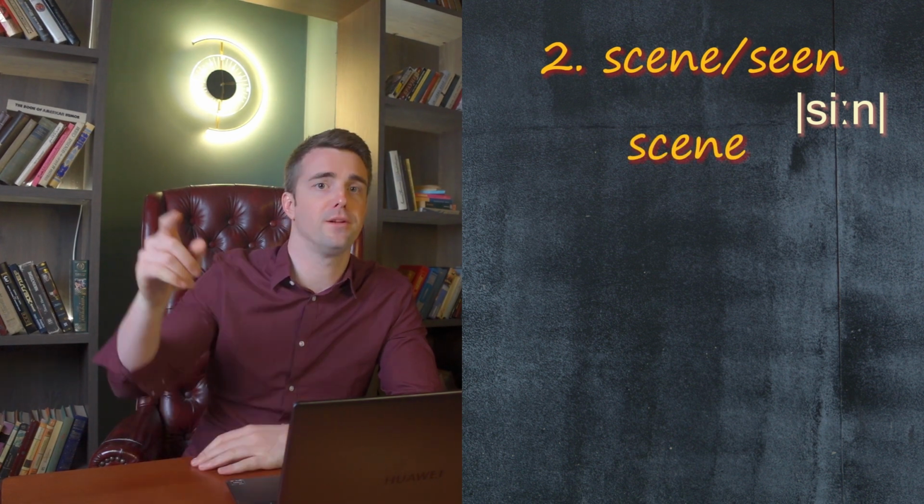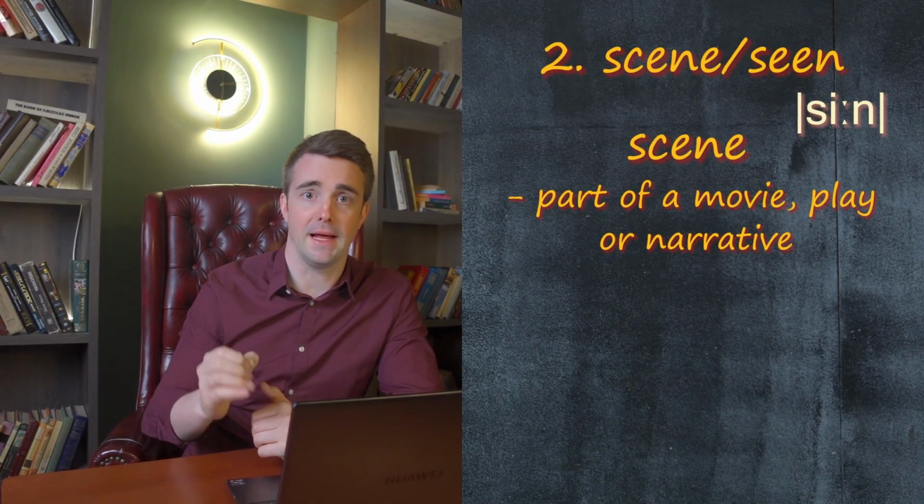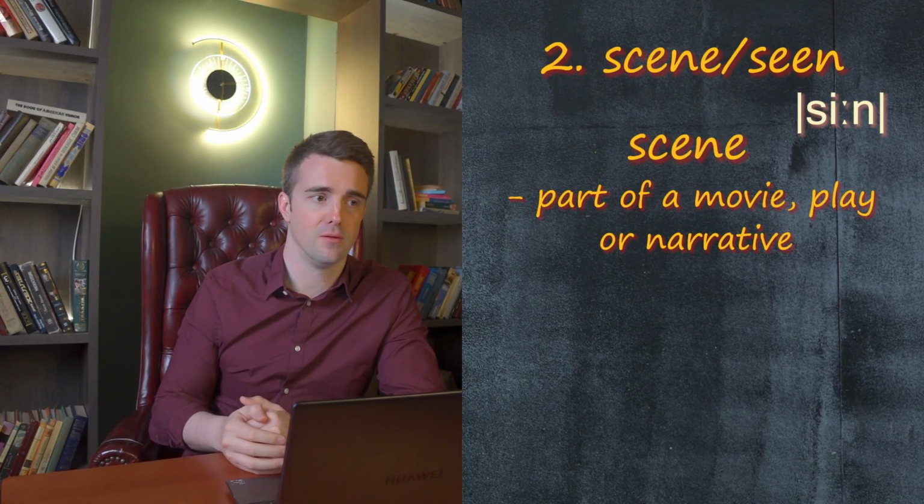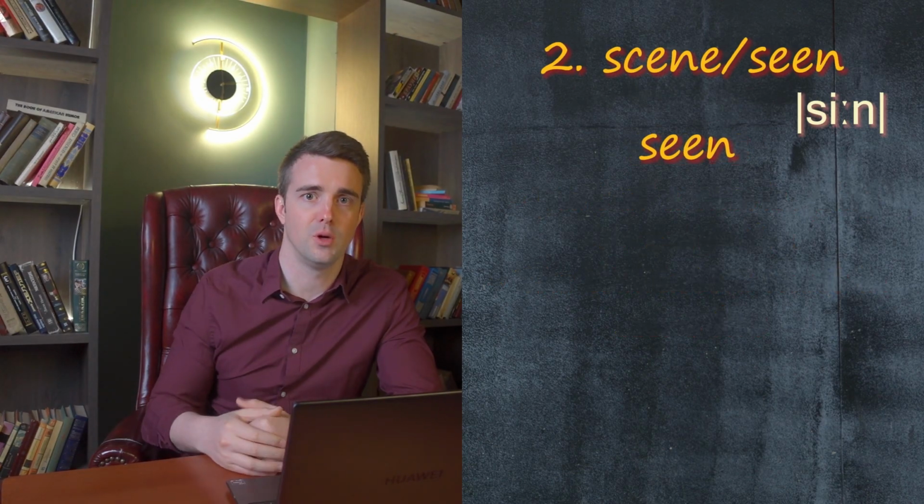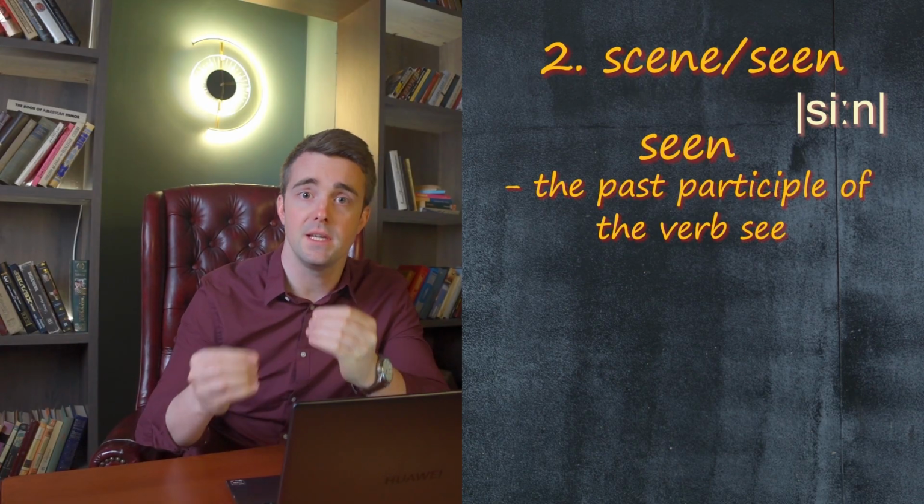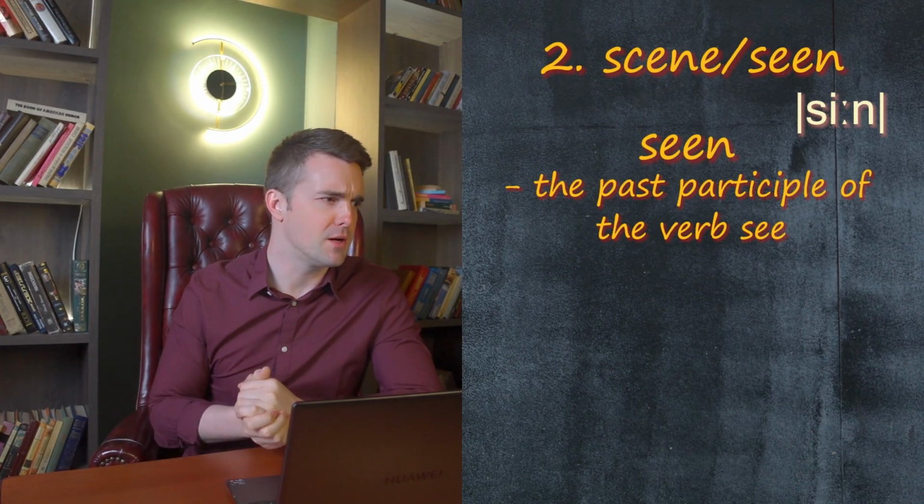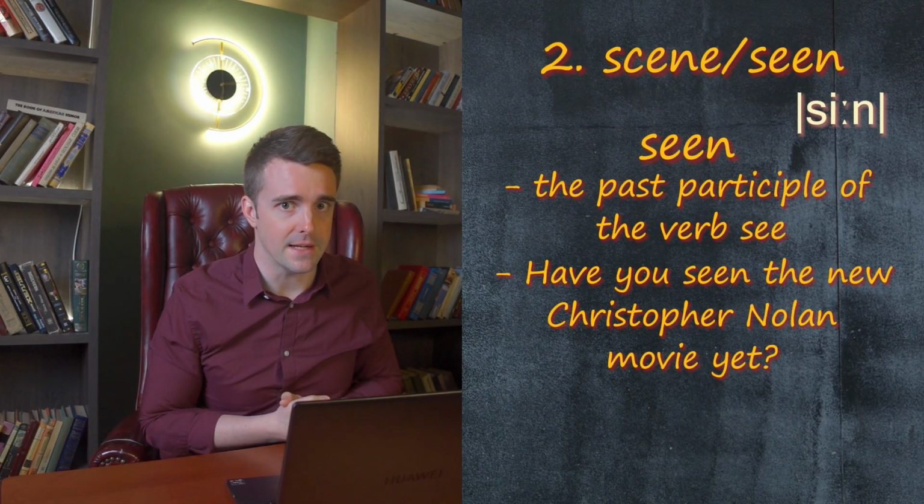Then we have scene and seen. So scene with a curly c is a part of a movie, part of a play, or part of a narrative. For example, the characters meet in scene 5. Whereas seen is the past participle of the verb see, I see. So for example, have you seen the new Christopher Nolan movie yet?